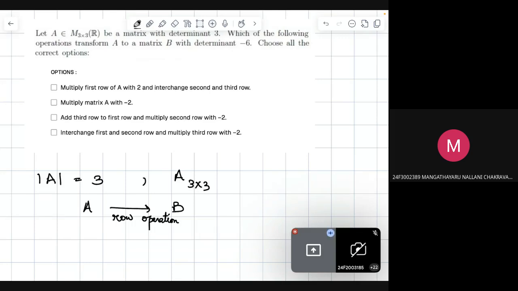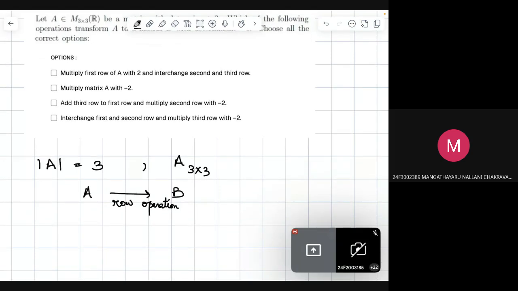So the row operation will be applied in such a way that, yes, somebody replied the answer is A and C. Yes, that's the correct answer. So let me just briefly explain how this is happening. The row operation is being applied and it is affecting the determinant, which will change from 3 to -6. So we have to identify which row operations do that. We know that when we interchange the rows, then the determinant gets multiplied by a negative.